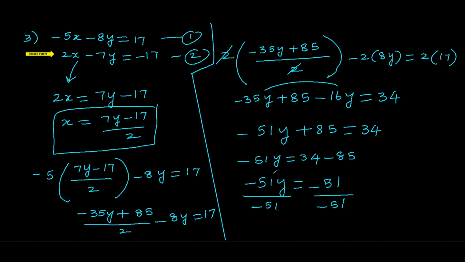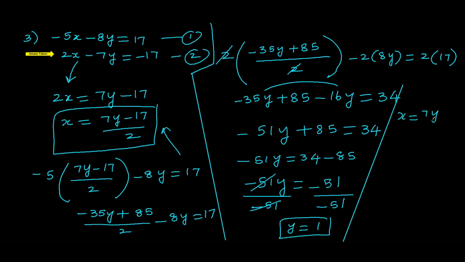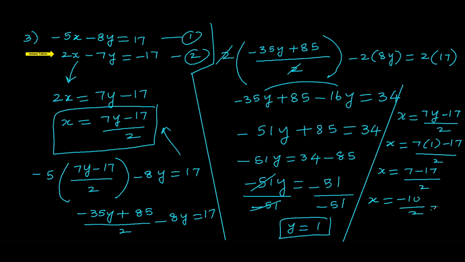51 divided by 51 is equal to 1. We got the y value. Simply substitute that here. x is equal to 7y minus 17 divided by 2. What is the y value? We got 1. Substitute 1 in place of y. Simplify. 7 ones are 7. 7 minus 17 divided by 2. 7 minus 17 is minus 10. Minus 10 divided by 2 is minus 5, or negative 5.